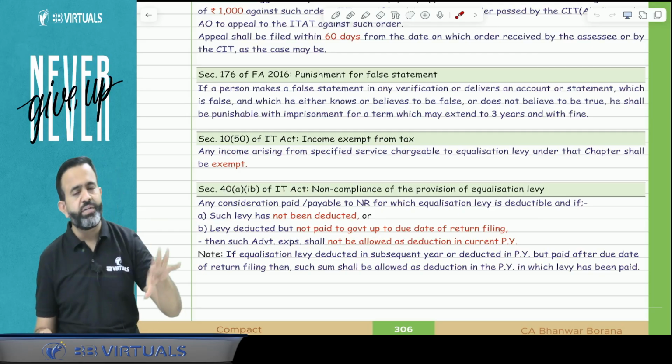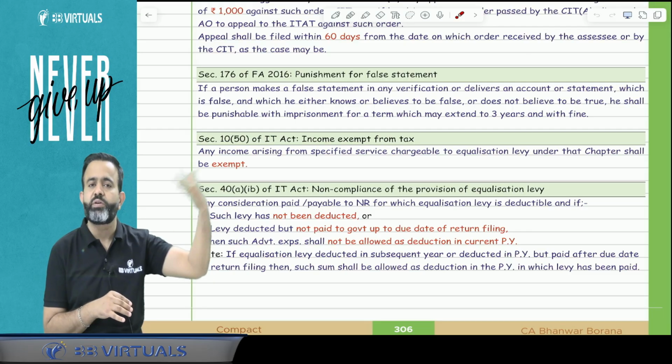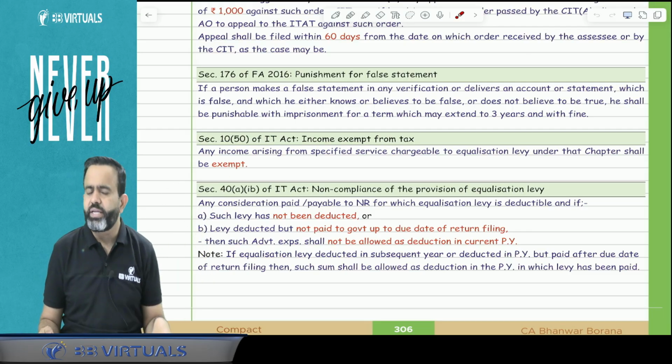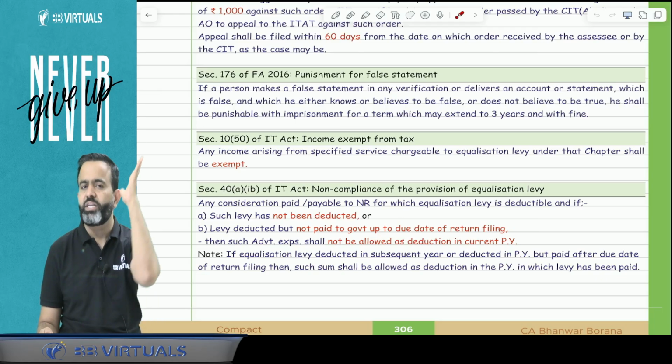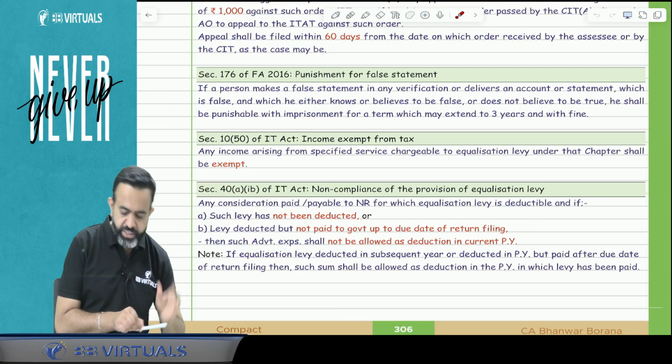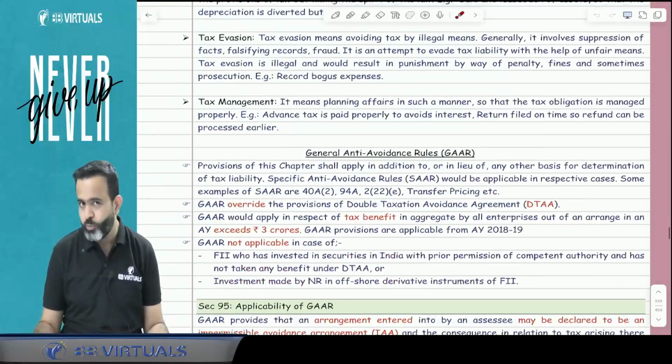But suppose the equalization levy is deducted in a subsequent year, or deducted in the current previous year but deposited to the government after the due date of return filing, then your online advertisement expenditure will be allowed in the year in which that equalization levy is paid to the government. So this is one small topic related to the equalization levy. Hope you understood.